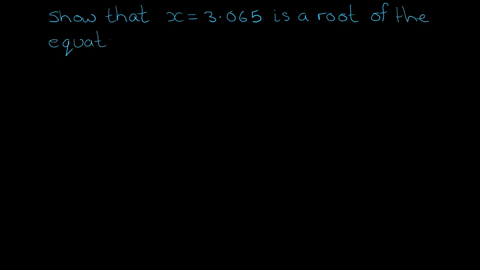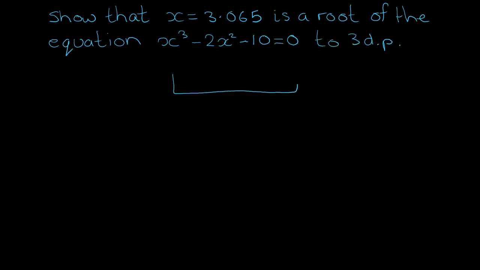Show that x equals 3.065 is a root of the equation x cubed minus 2x squared minus 10 equals 0 to 3 decimal places. So first let's find the upper and lower bounds. Put the 3.065 in the middle, and then we go up 1 to 3.066 and down 1 to 3.064. Halfway we get 3.0645, which is the lower bound, and 3.0655, which is the upper bound.